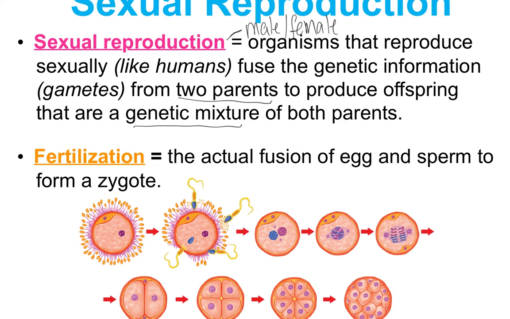Humans are not the only organisms that reproduce sexually. Sexual reproduction means there's a male and there's a female. Did you know that there's a male and a female hollybush? There's male and female lizards. There's male and female invertebrates, right? Fish, slugs, different things. That's where sexual reproduction happens.